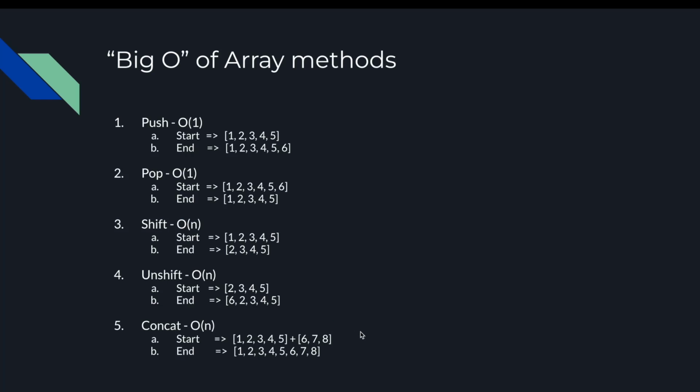Alright, that's all for this video. Now we understand the big O of some of the operations that we have in objects and arrays. And now we know when to use an object and when to use an array.